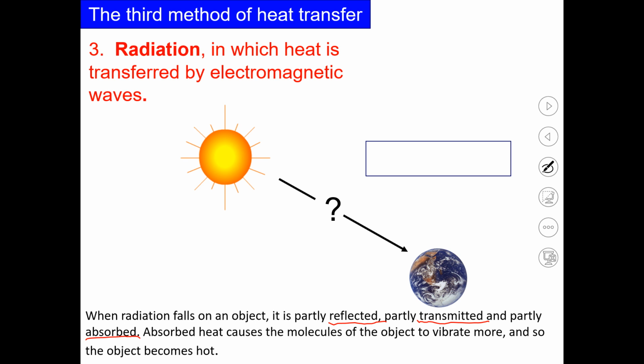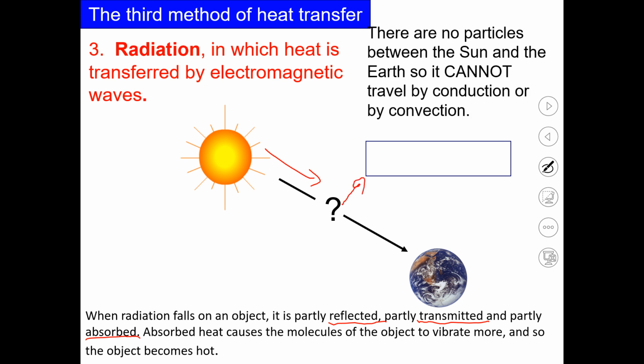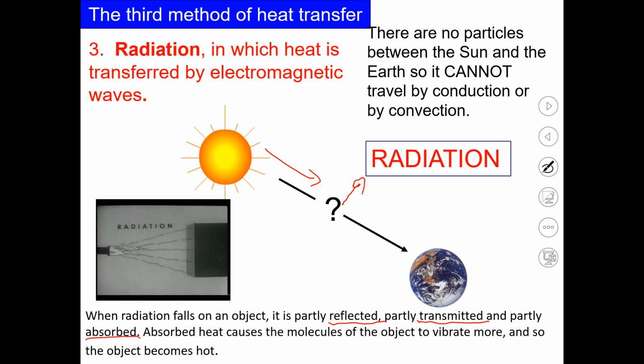What is the sun sending light to earth called? The answer is, there are no particles between the sun and the earth, so it cannot travel by conduction or convection. It's called radiation. Look at this. They are not connected and they don't have particles. It's called radiation.